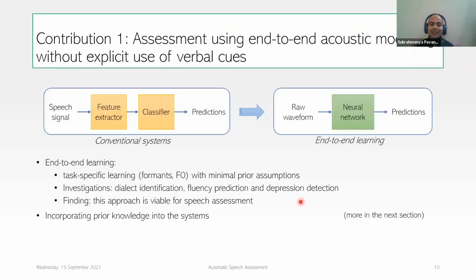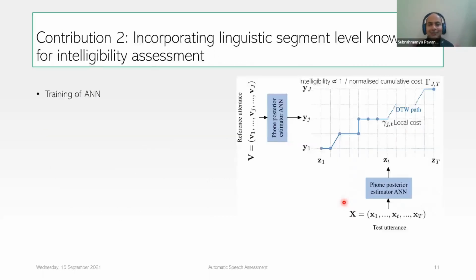We then investigate how to incorporate more prior knowledge into the systems, and we discuss this more in the next section. So this is the first contribution. The second contribution lies in the intelligibility estimation framework that we have seen previously. The framework consists of comparing two phone posterior probability sequences that are estimated from an ANN. The contribution lies in its training.